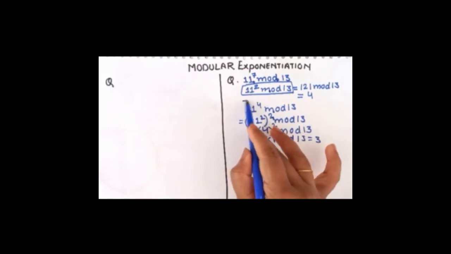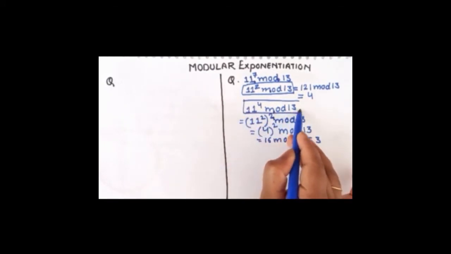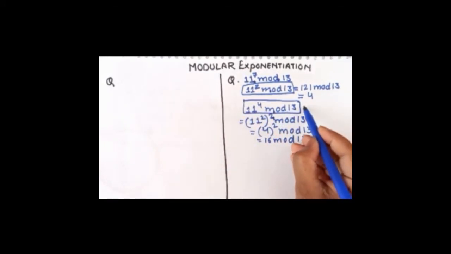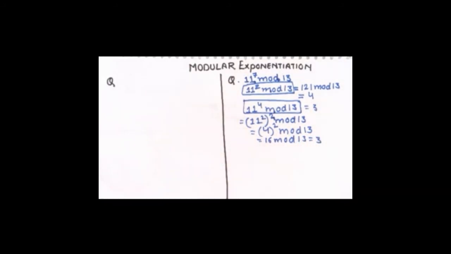So basically the answer to 11 to the power 13 is 3. Right, so we got two answers. We got the answer for 11 to the power 2 mod 13. We got the value for 11 to the power 4 mod 13. Now we are left with just one single term, which is 11 mod 13.